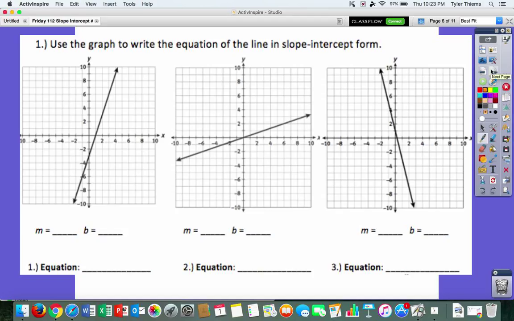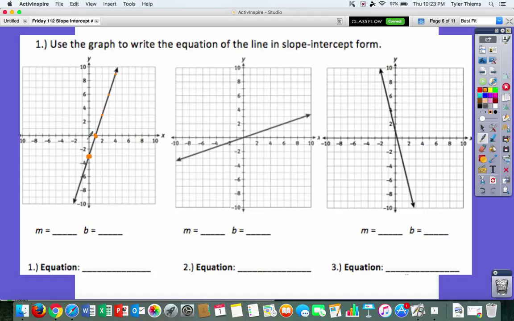On these first three examples, we're given the line, and now we need to find the slope and the y-intercept so that we can write the equation. In this first one, let's find the y-intercept first. It's always smart to start with the y-intercept. The y-intercept is where the line crosses the y-axis, which would be right there. We're going to do a rise of 1, 2, 3, and a run of 1. You can see there's another point, there's a point, there's a point.